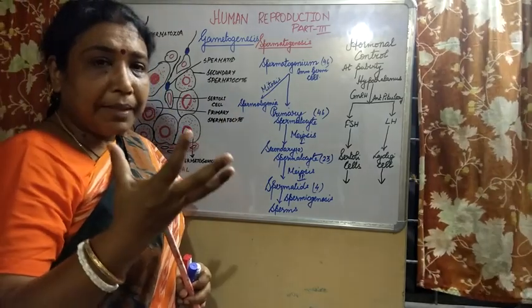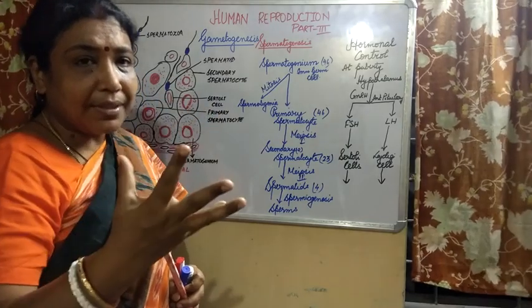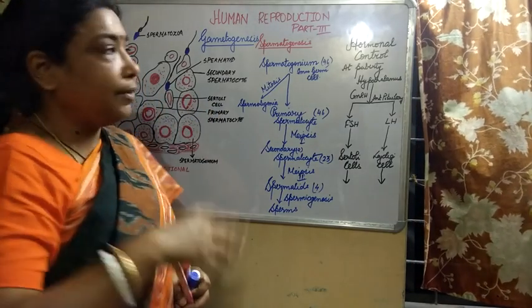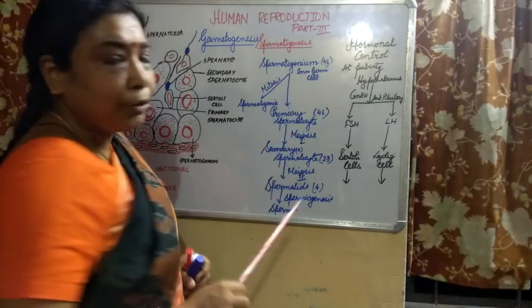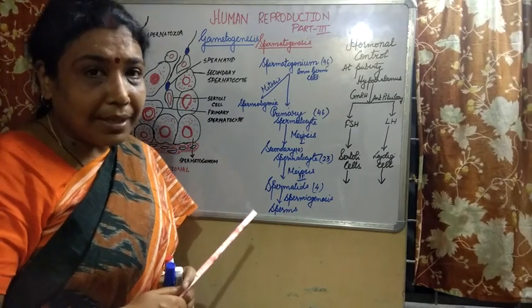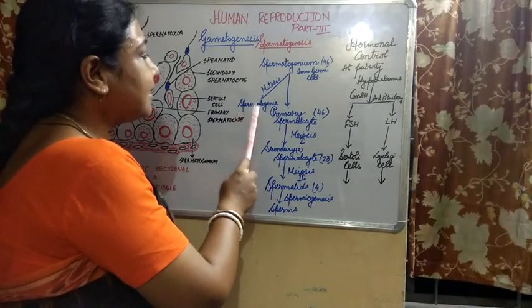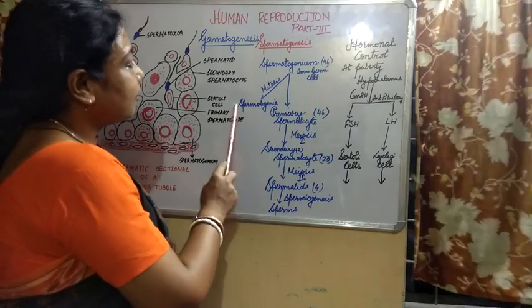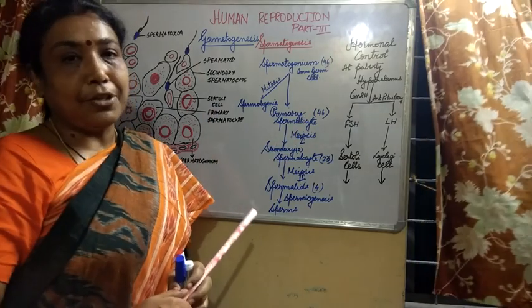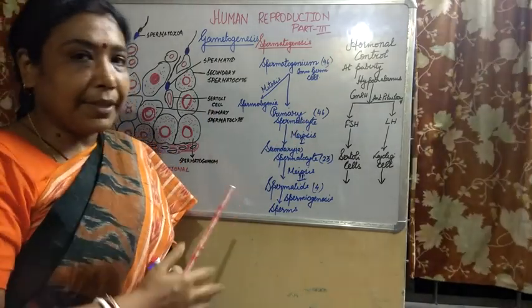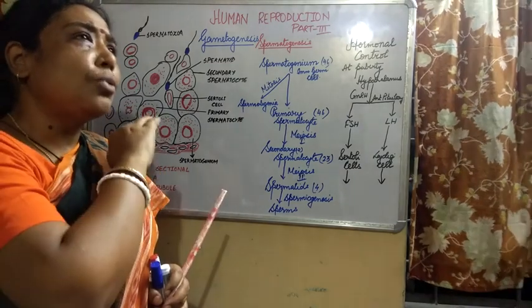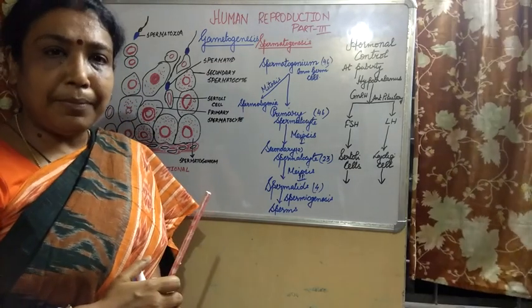And from this spermatogonium by mitosis, so many cells will be formed with the same number of chromosomes, because you know mitosis is an equational division. And since many are produced, now we will be calling it spermatogonia.